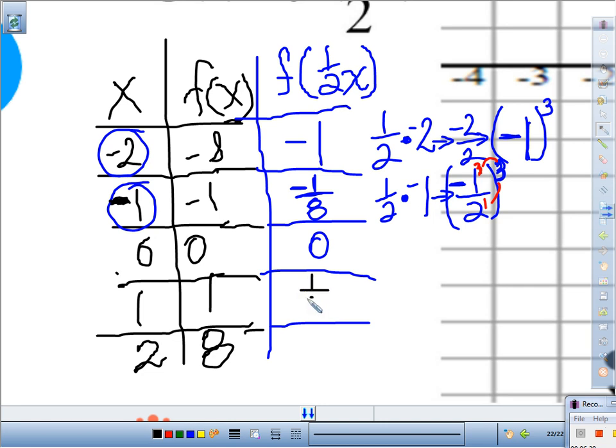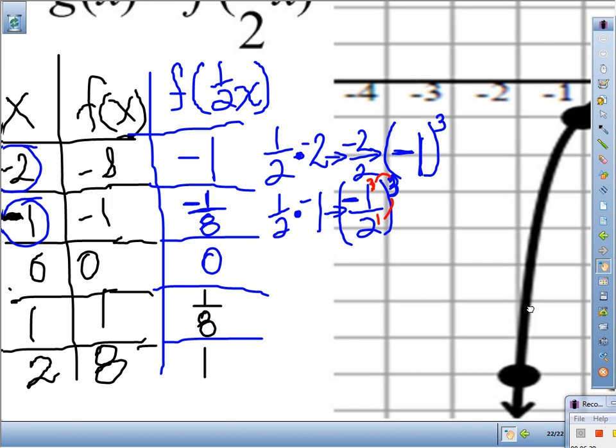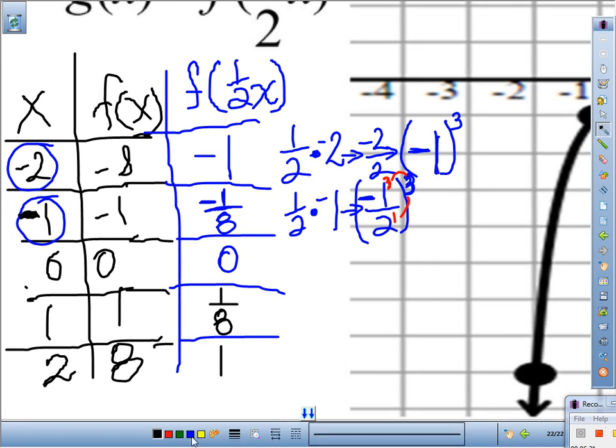Okay, you should have gotten 1/8 and 1. Hands, have you got that? Okay, let's graph that. Plot our points. My first point here is negative 2, negative 1. Negative 2, negative 1 is right there.